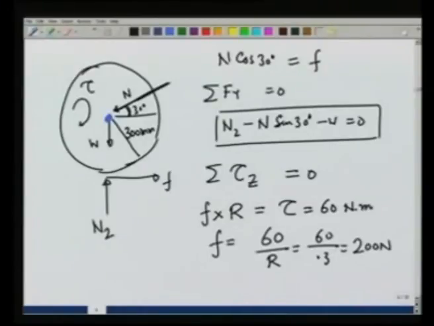So, we have found that the frictional force required so that the wheel does not move even after applying this torque is going to be 200 newtons, and therefore, the normal reaction N on the roller is going to be 200 divided by cosine of 30 degrees, which you calculate, comes out to be 231 newtons.